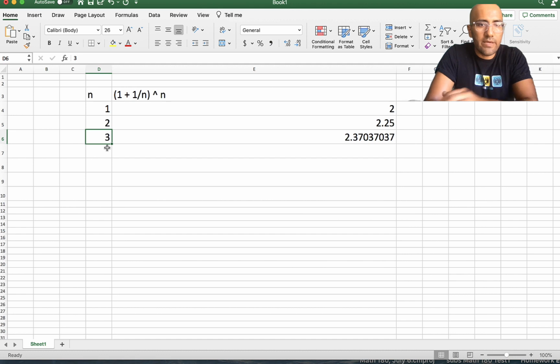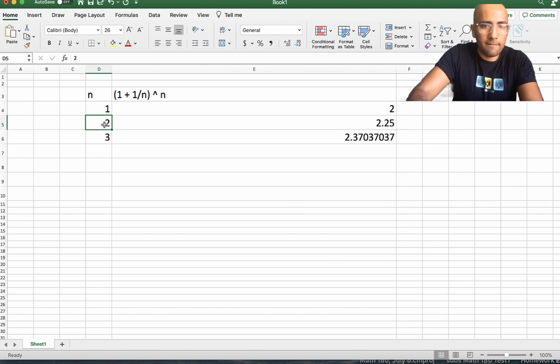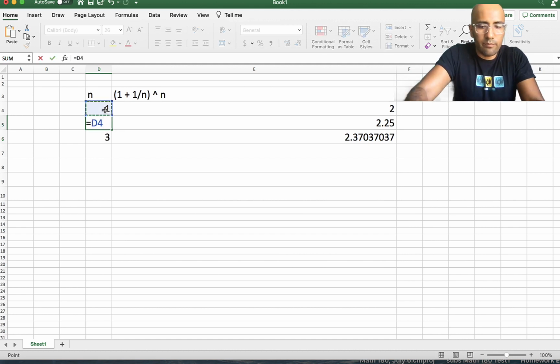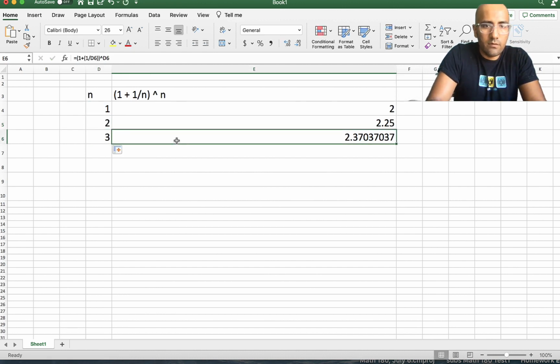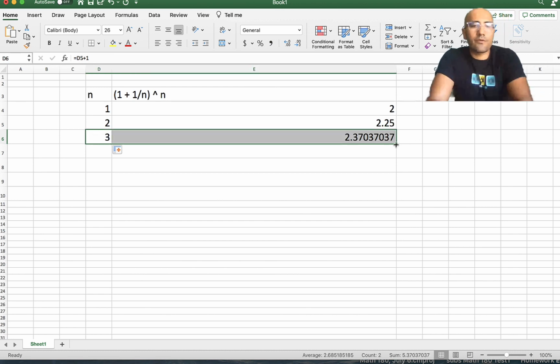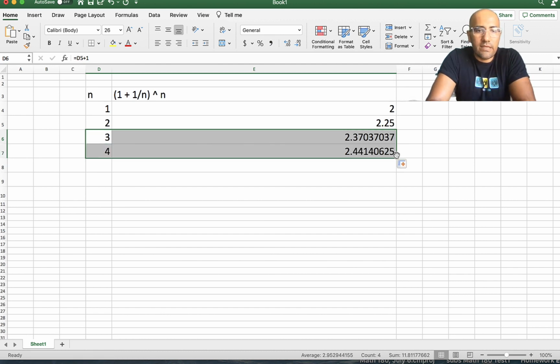Okay, so let's make this equal to the previous number plus 1. And then this number is going to be equal to that number. And then these two are that. Okay, so here are the first three numbers, just like we did it in our table. But now the system is set up so that I can just expand this a little bit more. And now I automatically get what happens when n equals 4.